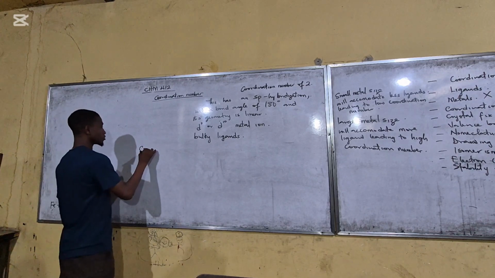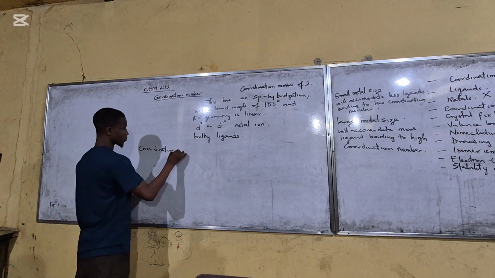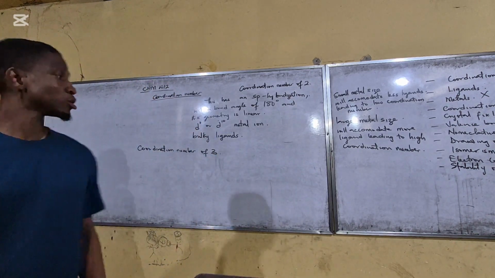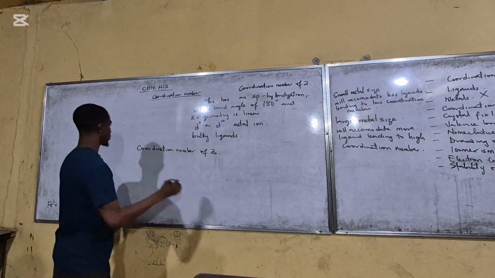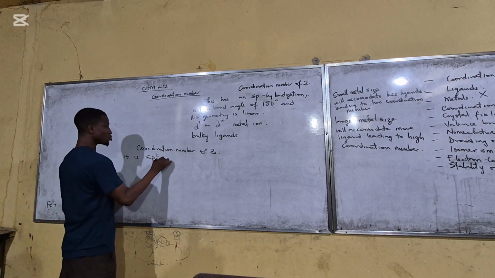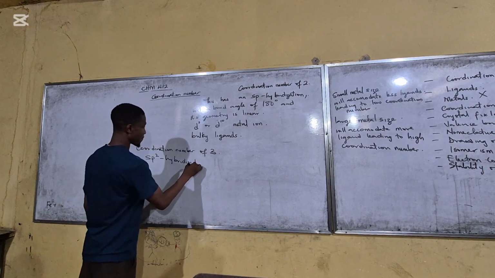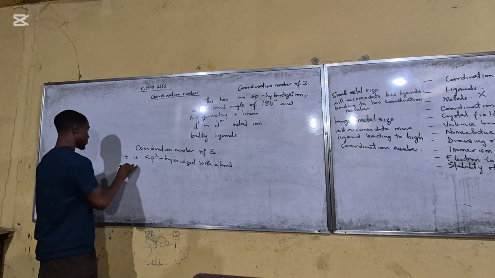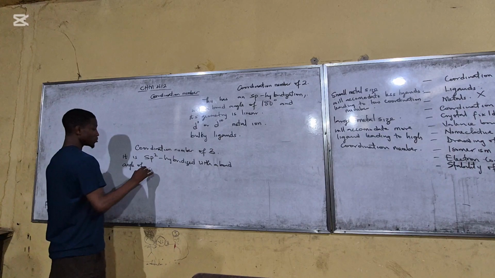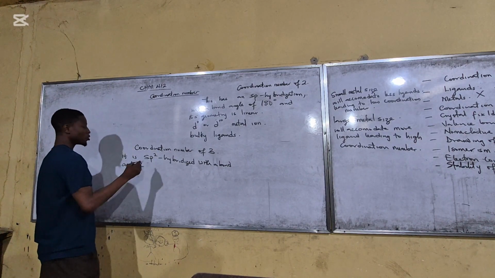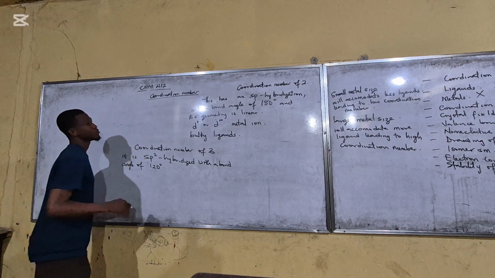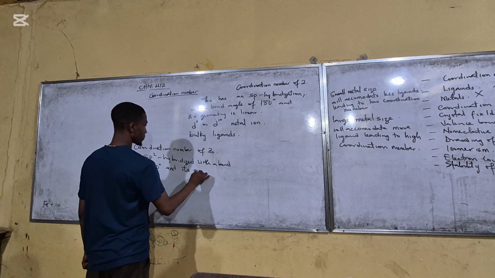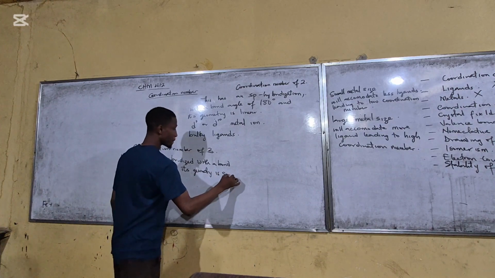So we go to coordination number of 3. It is sp2 hybridized with a bond angle of 120 degrees, and the geometry is square planar.